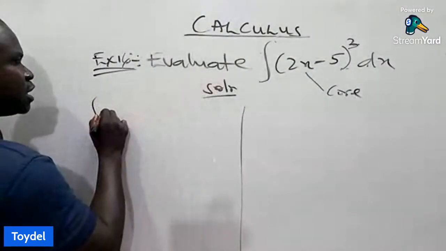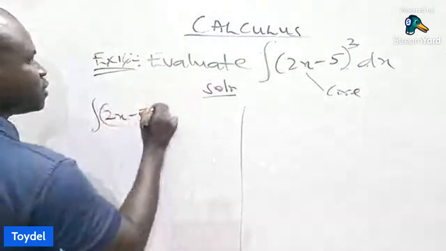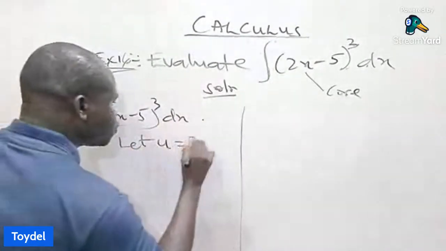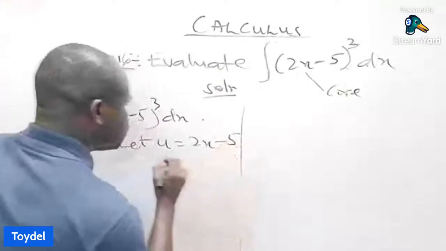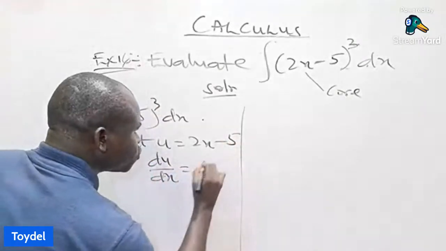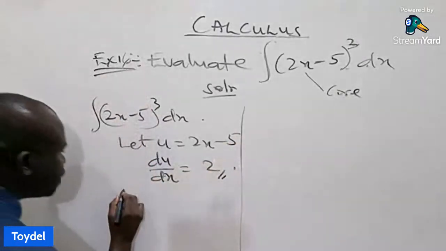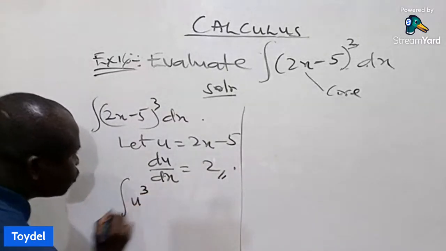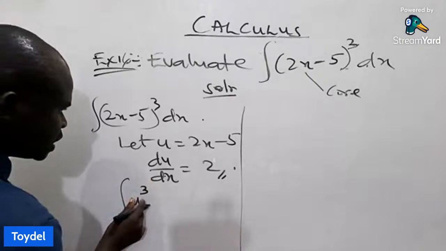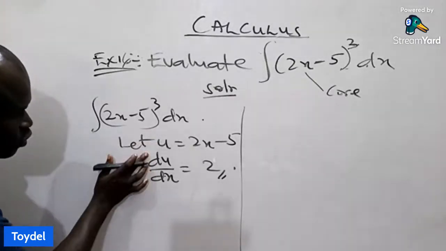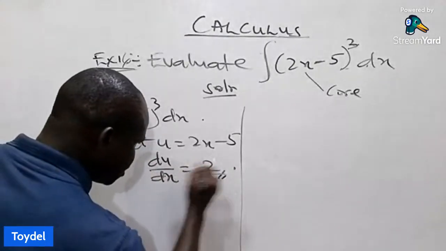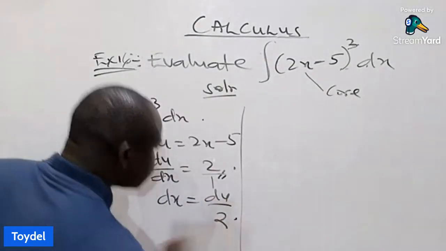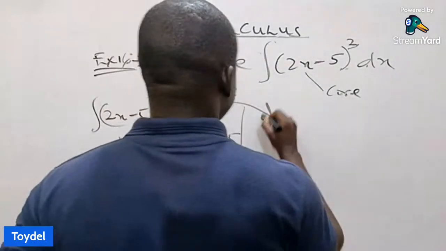In this case now, we have the integral of 2x minus 5 cubed dx. So here we say let u is equal to 2x minus 5, so that du/dx is equal to 2. That's what you get. At the end of the day, you have the integral of u cubed. Look at before that. If du/dx is equal to 2, let's make dx the subject of the formula. dx will now be equal to what? du all over 2. Okay? So I will now come to this problem.